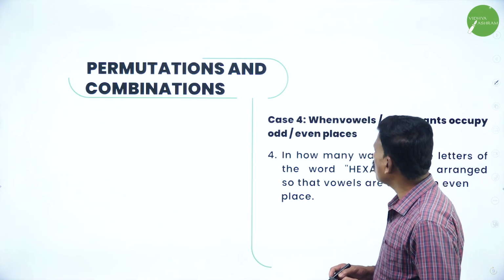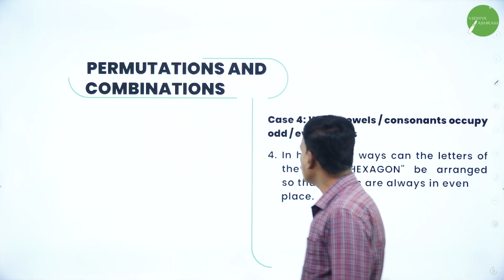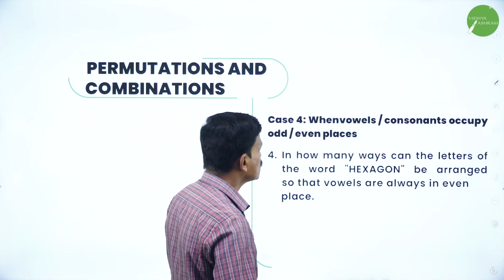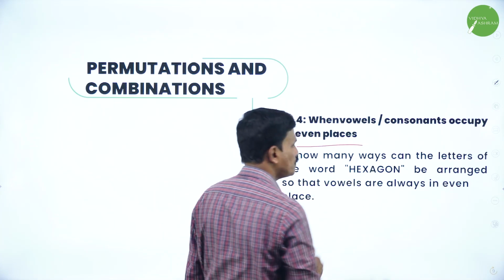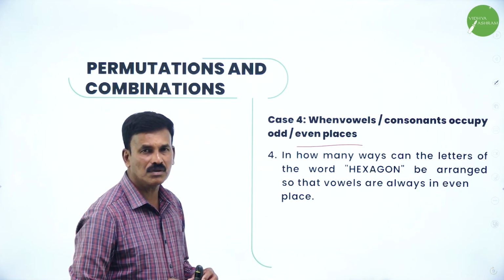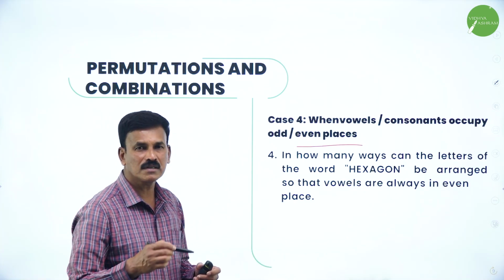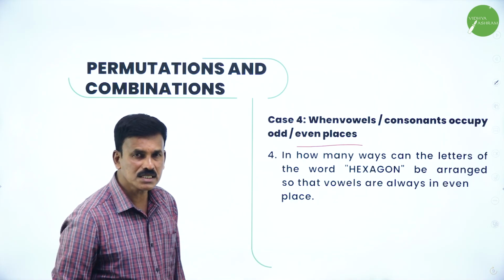Now move on to the next problem, that is case number 4. In case the vowels and consonants occupy odd or even places. Suppose the vowels and the consonants will occupy the odd places or even places. Now let's take an example for that.